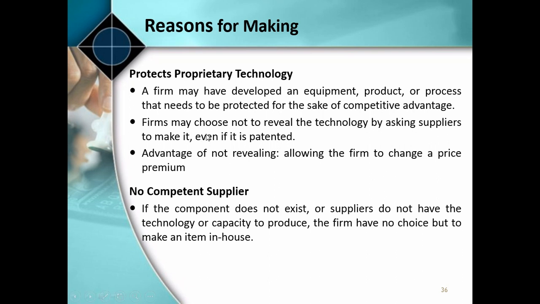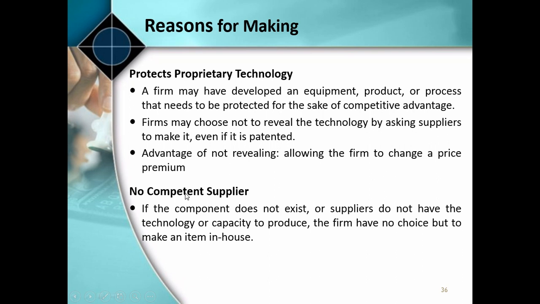Okay. So dia kata firms may choose not to reveal the technology by asking supplier to make it even if it is patented. Okay, so dia kata firm boleh pilih untuk tidak reveal teknologi instead of kita bila kita suruh supplier, okay, walaupun benda tu dah dipatentkan. Okay, so advantage of not revealing, okay, allowing the firm to charge price premium. Of course lah kan, kalau let's say dia seorang je yang buat benda tu, orang lain tak tahu teknologi apa dia guna, orang lain tak tahu bahan apa yang dia guna, so dia boleh jadi price tu jadi premium, which is sebab dia seorang je yang keluarkan.